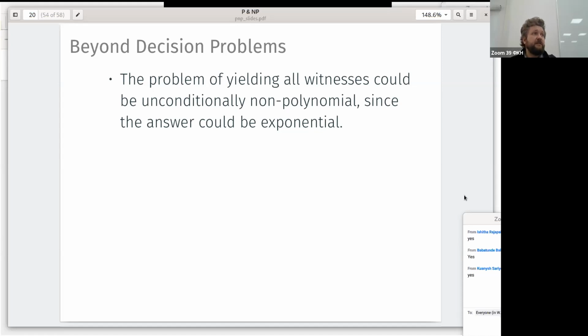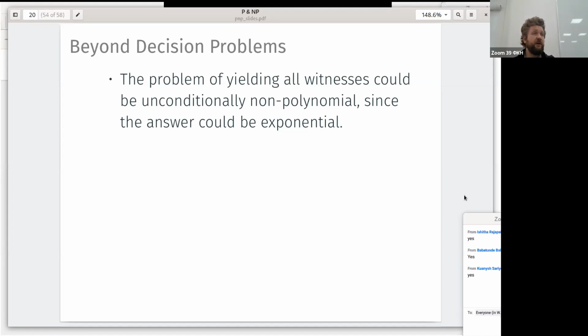Say you have a formula which is always true. Any assignment satisfies this formula, and the number of assignments is 2 to the power of n. So here you have no chance to be polynomial, just because the yielding of the answer could be exponential. This could happen even for polynomially solvable decision problems.